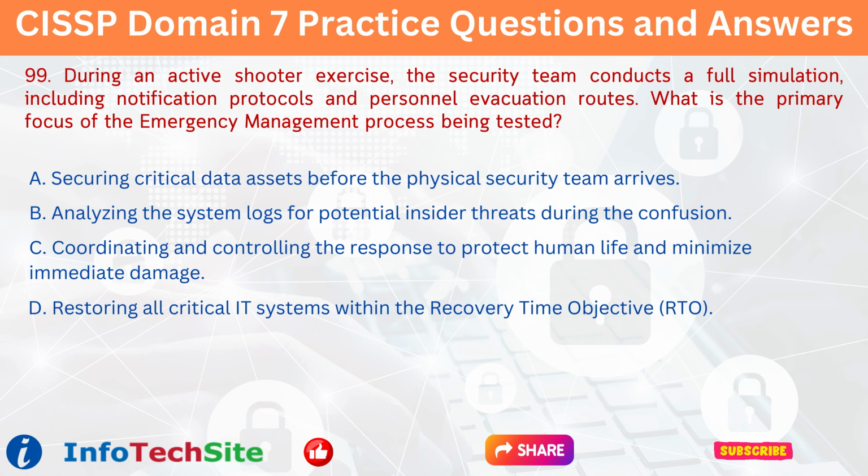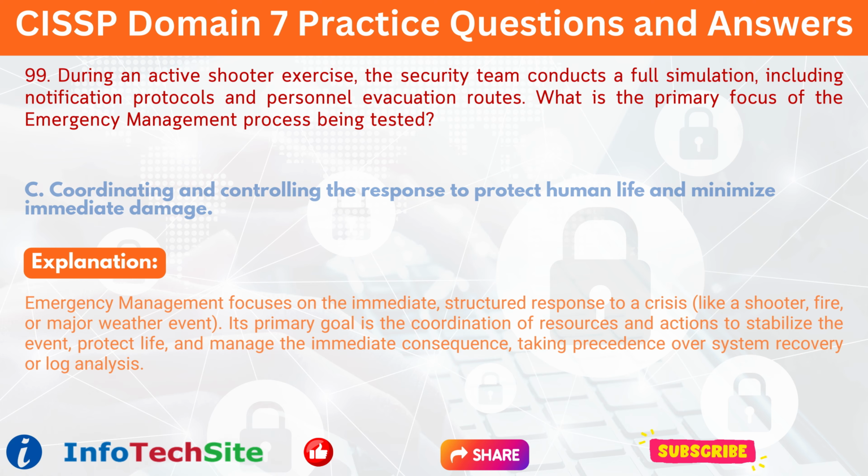99. During an active shooter exercise, the security team conducts a full simulation, including notification protocols and personnel evacuation routes. What is the primary focus of the emergency management process being tested? A. Securing critical data assets before the physical security team arrives. B. Analyzing the system logs for potential insider threats during the confusion. C. Coordinating and controlling the response to protect human life and minimize immediate damage. D. Restoring all critical IT systems within the recovery time objective, RTO. The correct answer is C.